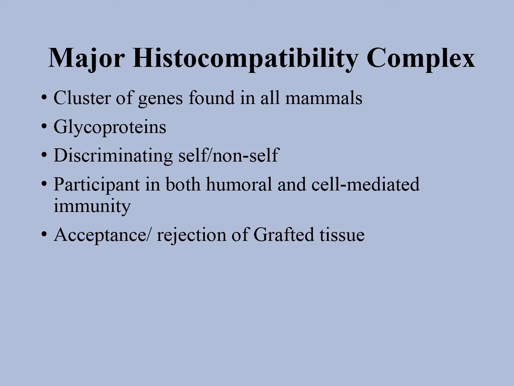Every mammalian species studied to date possesses a tightly linked cluster of genes called the major histocompatibility complex. These complexes produce glycoproteins which are associated with intracellular recognition and self and non-self discrimination. The MHC molecule is a region of multiple loci that play a major role in determining whether transplanted tissue will be accepted or rejected as foreign.